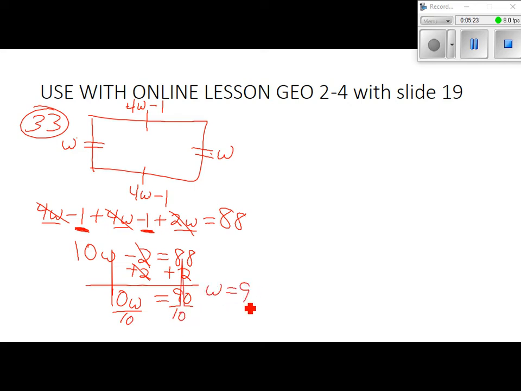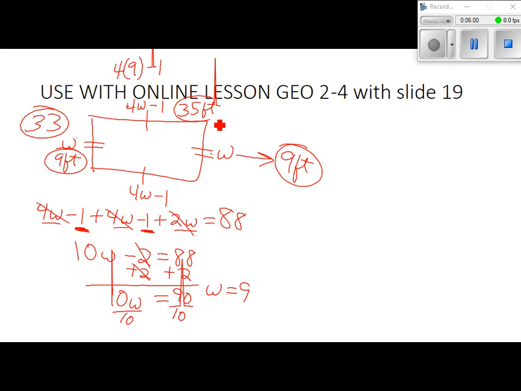Now be careful, what would they ask us to find? The length of each side. How long is this side? That's 9. So, what was it, 9 feet? So that's one of our answers. The other side's 9. This side over here is 9 feet. How are we going to find these two sides? Plug in 9. So 4 times 9 minus 1, what's that give us? 35. So this side's 35 feet. And what's this side down here? 35 feet.